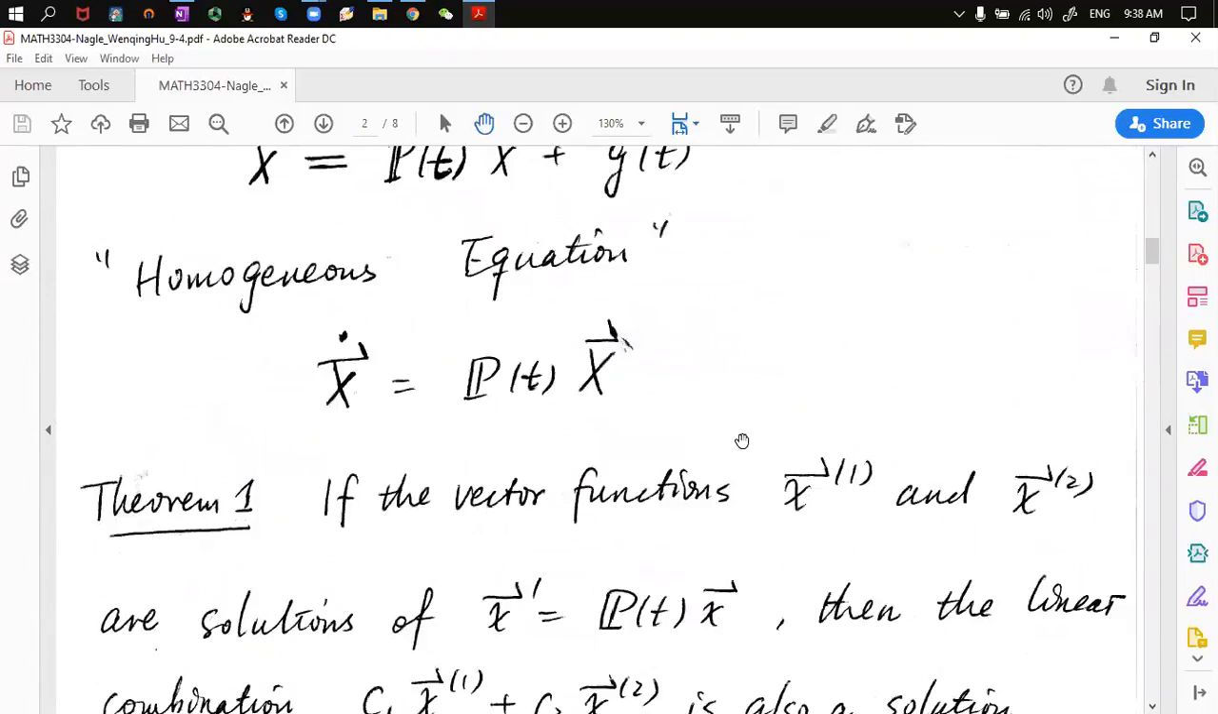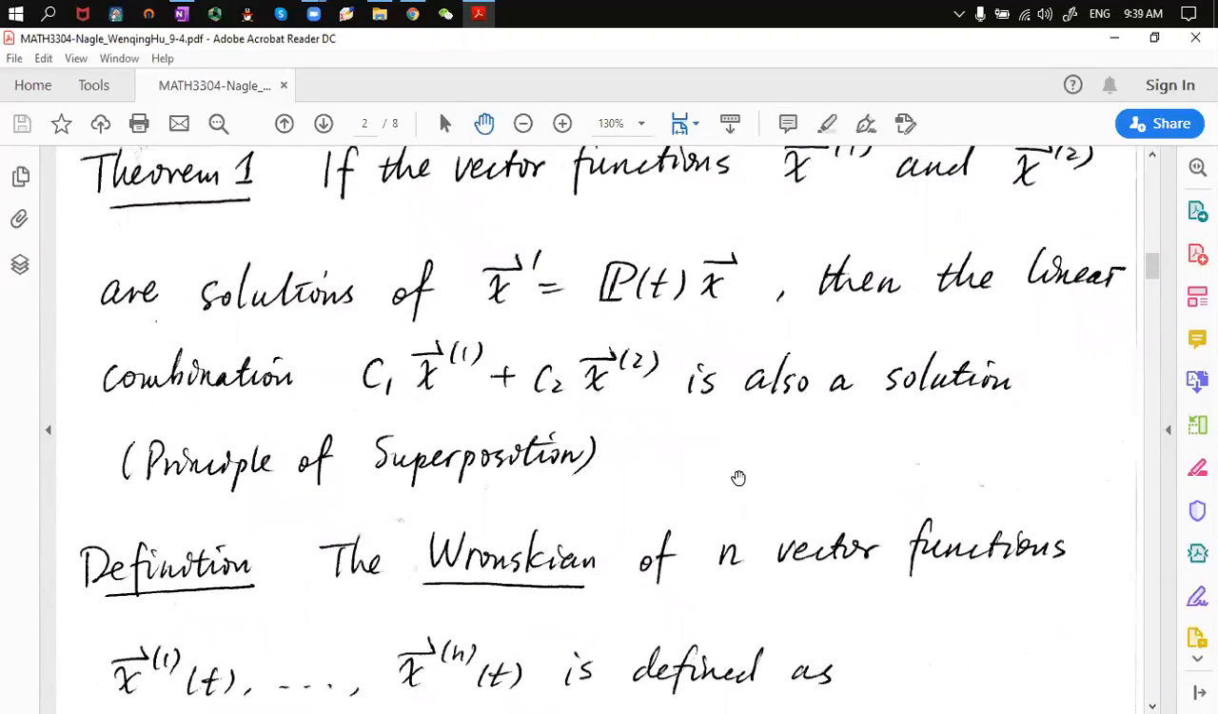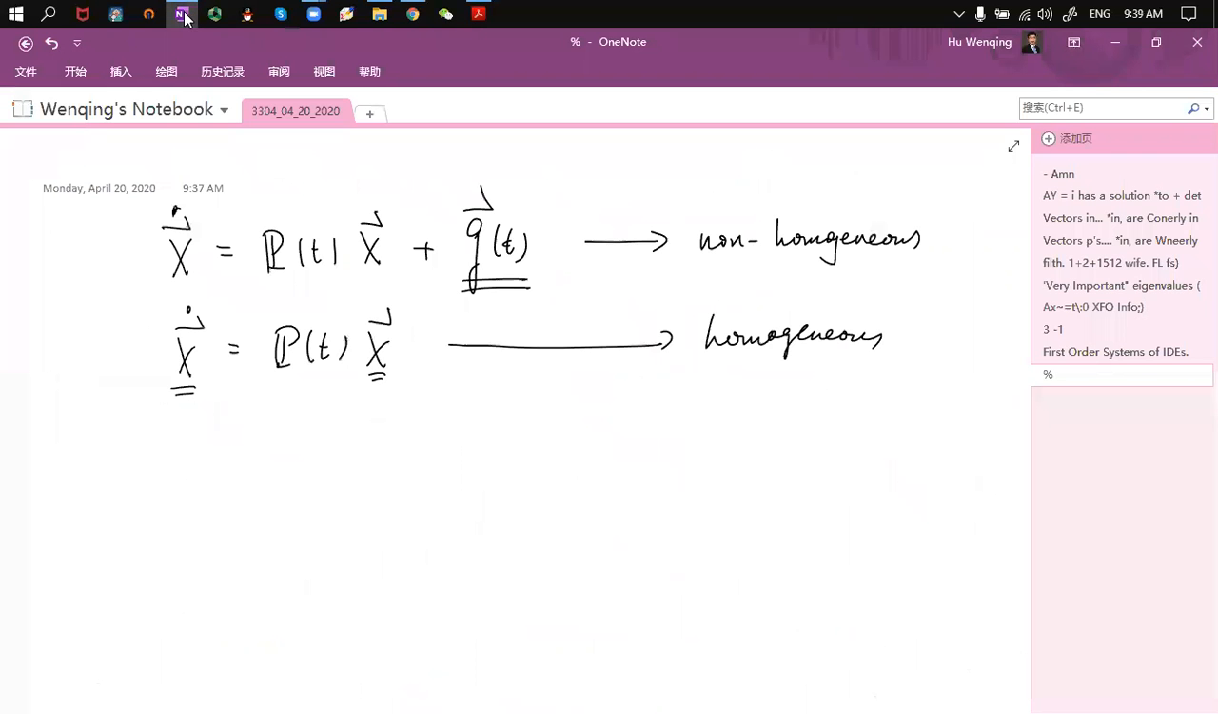Well, this method of solution is very simple. First of all, you are going to have a principle that we're going to call the principle of superposition. So you look at the homogeneous equation.